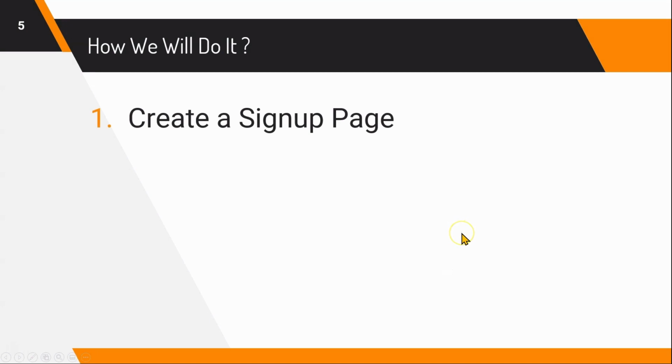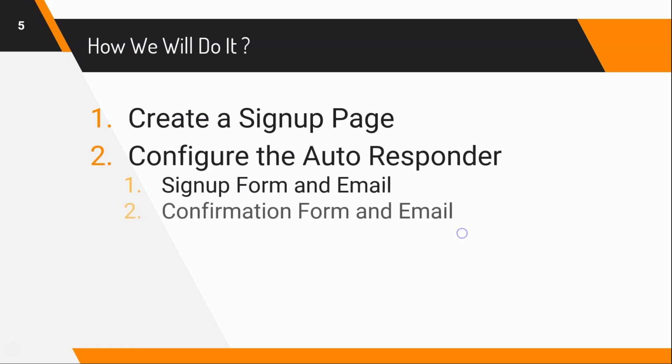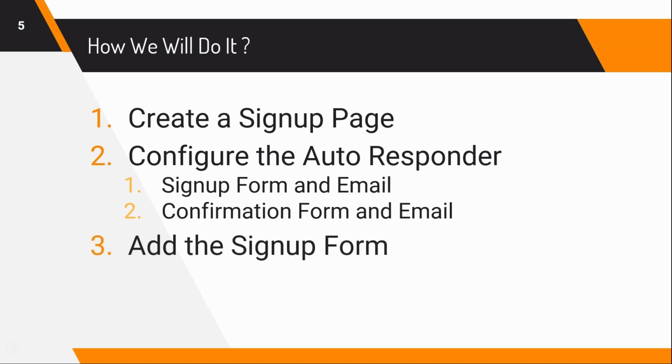So we will start by creating a single sign up page that is mostly done. So we will see that. We will configure the autoresponder in MailChimp. So the sign up form, the email, the confirmation form, the email. I will show you where you can get this. We will add the sign up form to the sign up page.